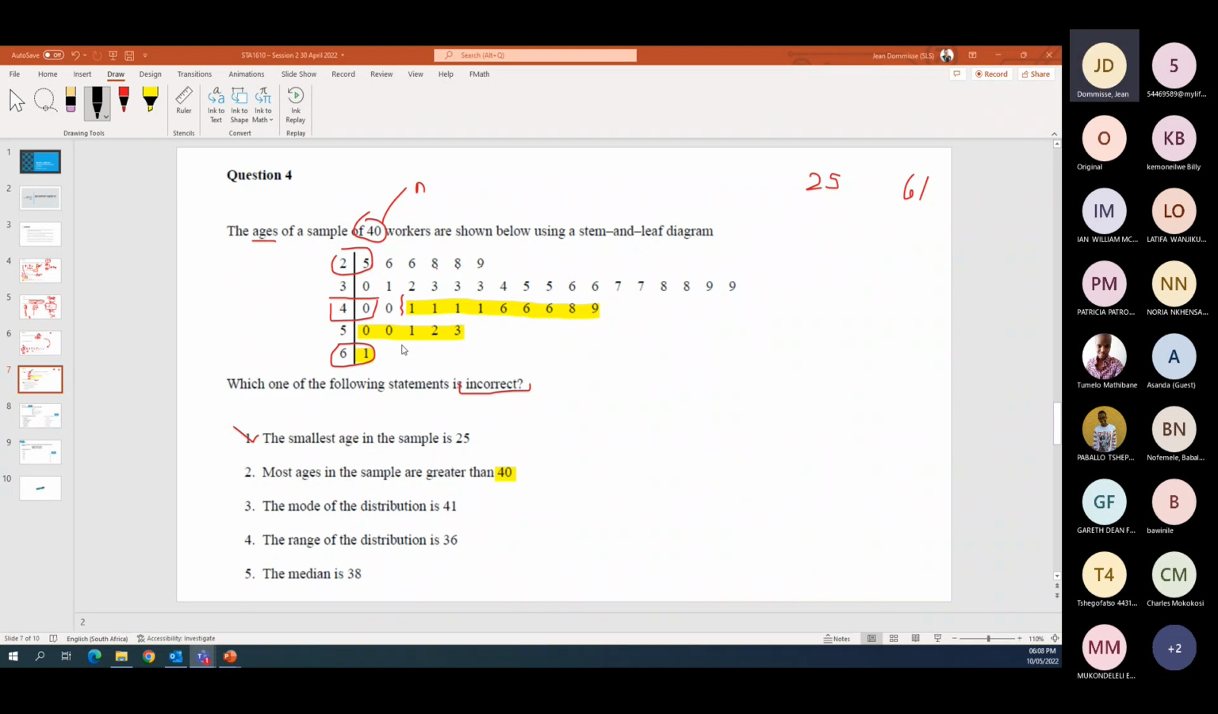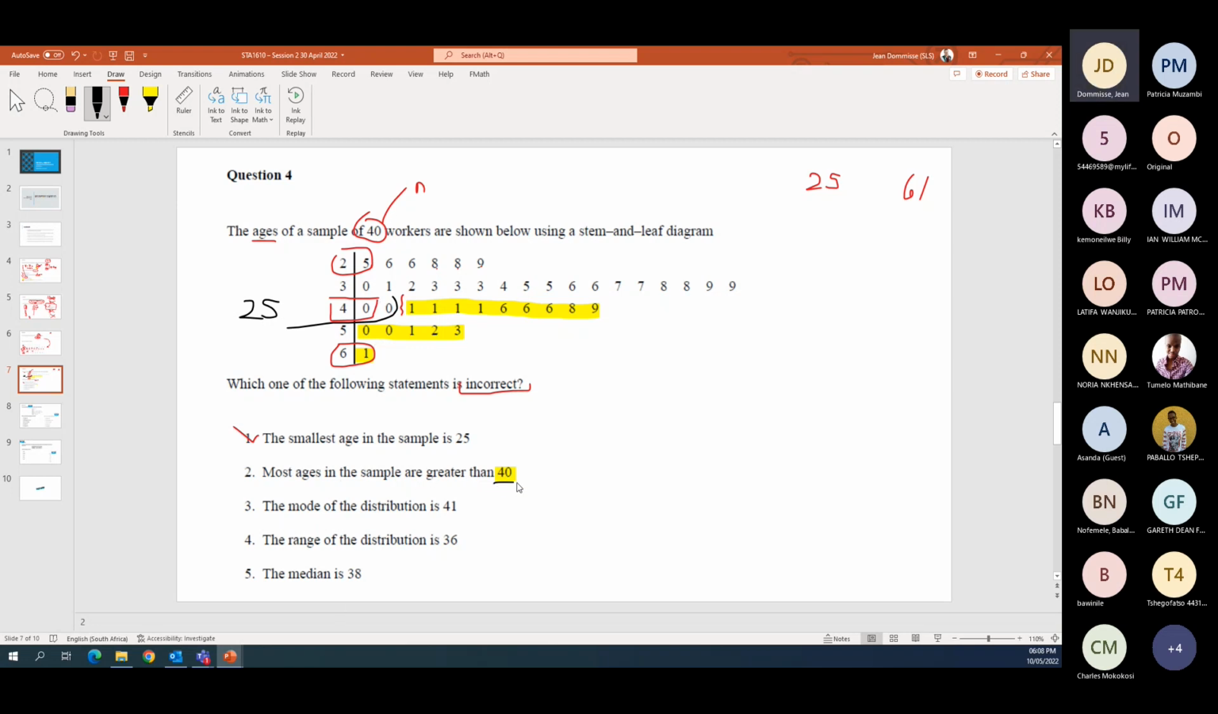You can look at it, you can maybe say, but I won't know until I basically count the numbers. So let's do that. 1, 2, 3, 4, 5, 6, 7, 8, 9, 10, 11, 12, 13, 14, 15, 16, 17, 18, 19, 20, 21, 22, 23, 24, 25. So 25 of your values are 40 or below.